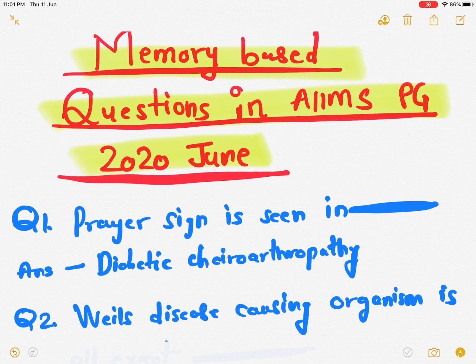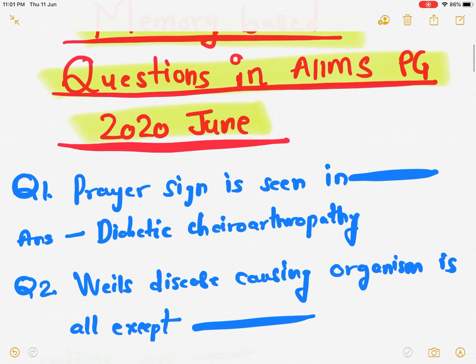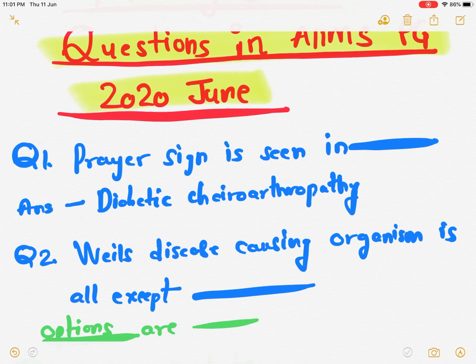2020 June session. Yes, it is part 1, in which the first question which we get from the students' memory is: the prayer sign is seen in. The answer is diabetic cheiroarthropathy. Yes, my dear friends, after having exclusion of all the options, we get this correct choice.